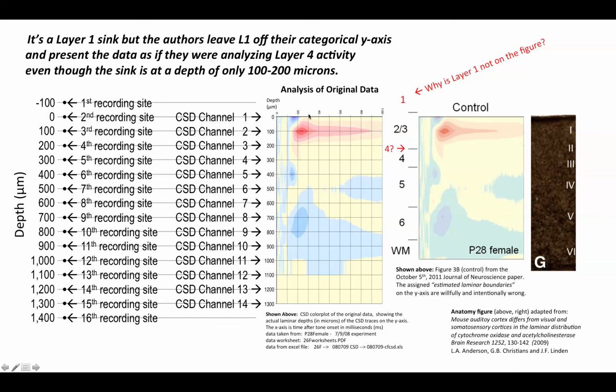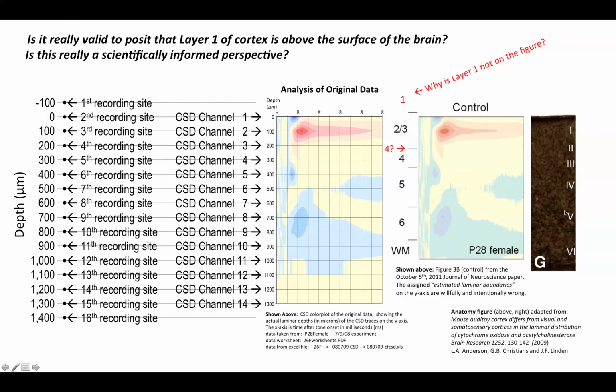So it's a layer 1 sink, but the authors leave layer 1 off their categorical y-axis and present the data as if they were analyzing layer 4 activity at a depth of only 200 microns, even though the sink is at a depth of 100 microns. So their conclusions are absolutely not supported when you take a quantitative approach to looking at what cortical depths these traces were actually recorded from. And we really have to ask whether it's valid to posit that layer 1 of cortex is above the surface of the brain. Is this really a valid, scientifically informed perspective?